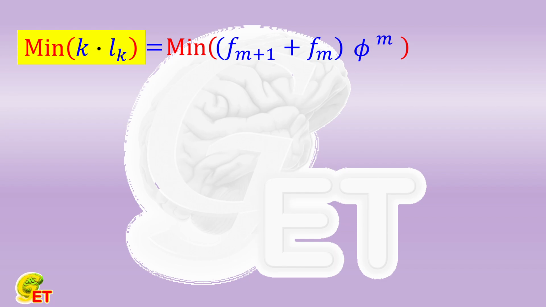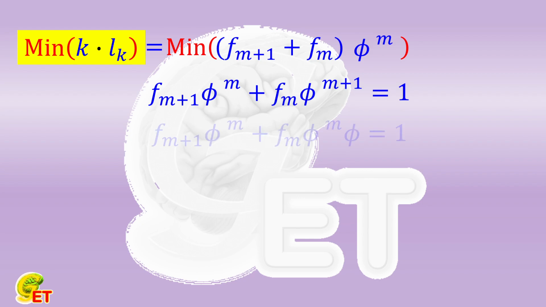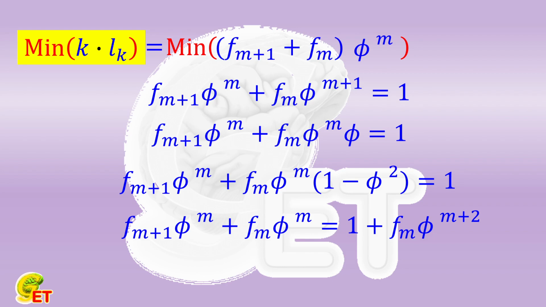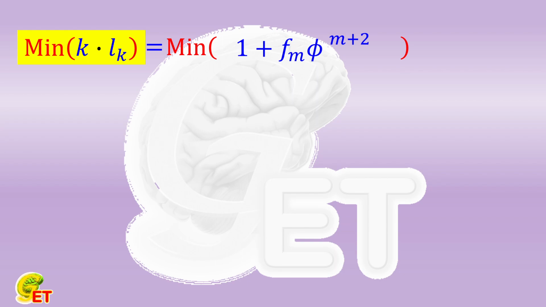of k times Lk. There is one condition we shouldn't forget, that is the summation of the lengths of all segments will not change for any cut, but remains 1. We write phi to the power of m plus 1, as phi to the power of m, and multiply by phi. Don't forget that, phi is equal to 1 minus the square of phi. So our goal can be written as 1 plus Fm times phi to the power of m plus 2. To find the minimum value of 1 plus Fm times phi to the power of m plus 2, we just need to find the minimum value of Fm times phi to the power of m plus 2.